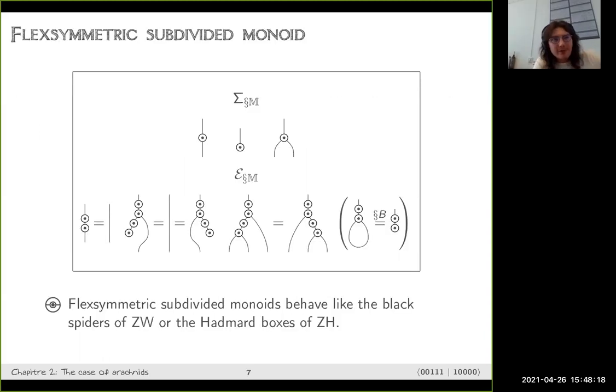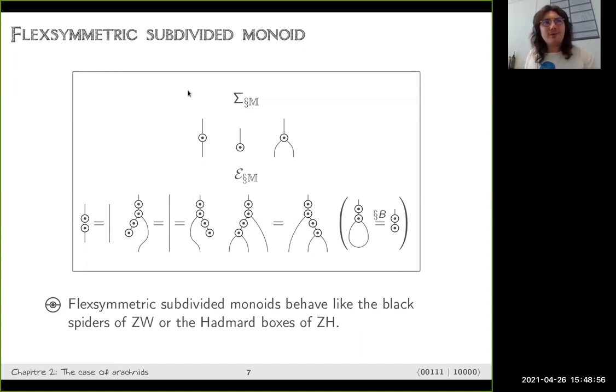So what happens if I have a monoid that is only flexsymmetric up to dualizer, and I do this trick? I say, okay, I will redefine it, twist the language a little bit, such that the involutions, the dualizers are implied. Then you modify all the equations and you obtain this. So this is what I'll call the subdivided monoid. And if you are familiar with ZW, you have already seen this kind of equation. In fact, this kind of pattern is very typical of ZW.